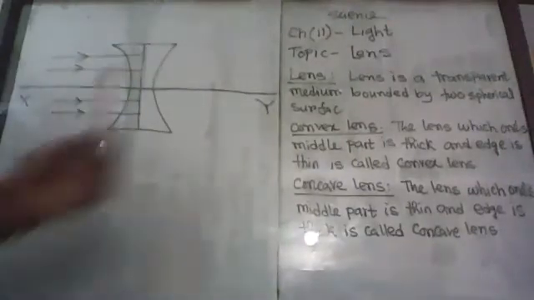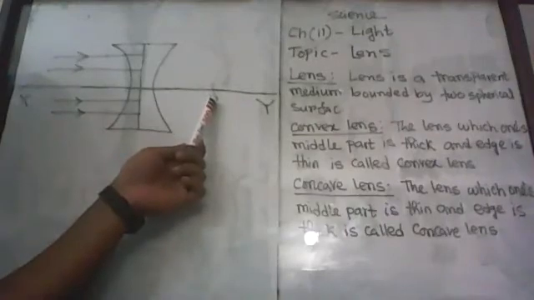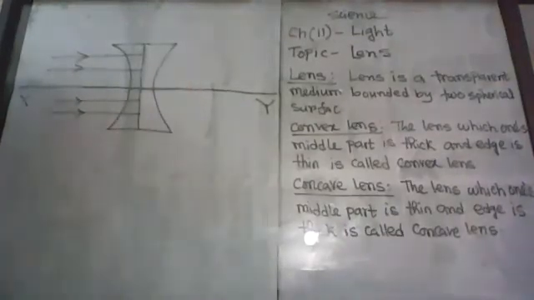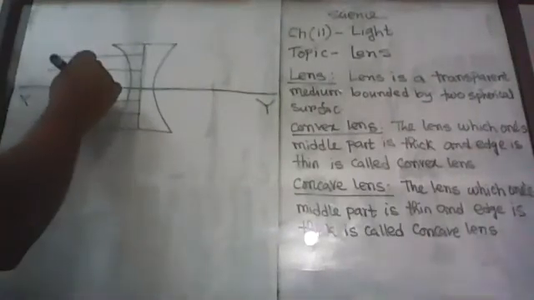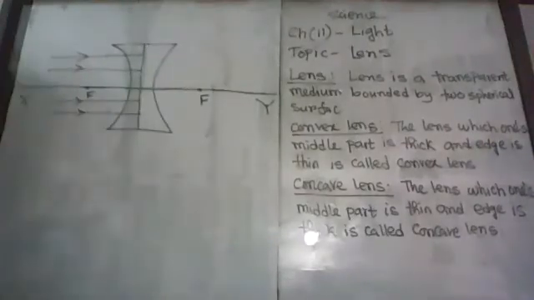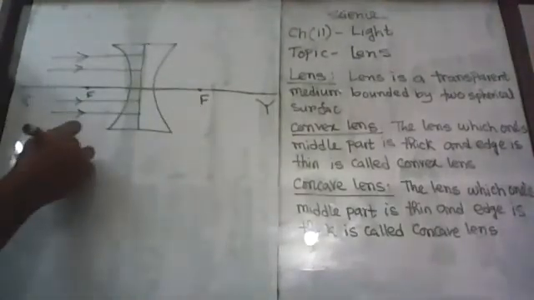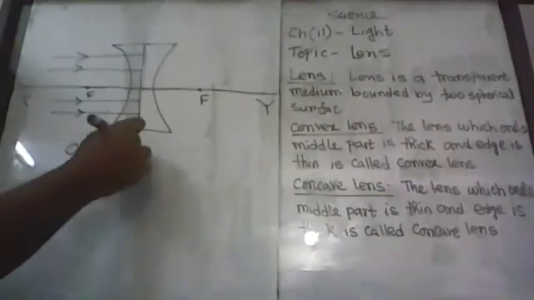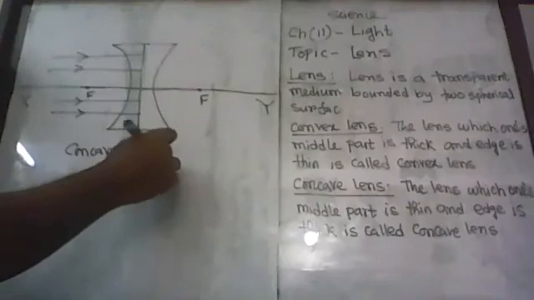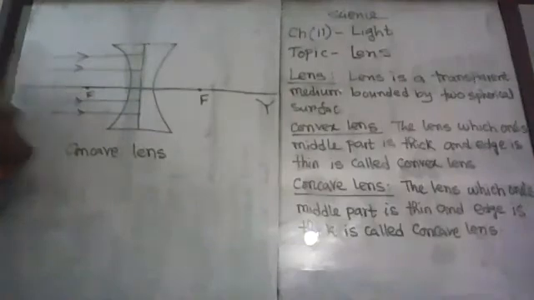All of the light coincide at this focus point. But for the case of the concave lens, the opposite happens. This is another focus point, and this is another focus point. So a convex lens permits light to pass through this focus point, but this is a concave lens, and this concave lens permits light to pass through this focus point.